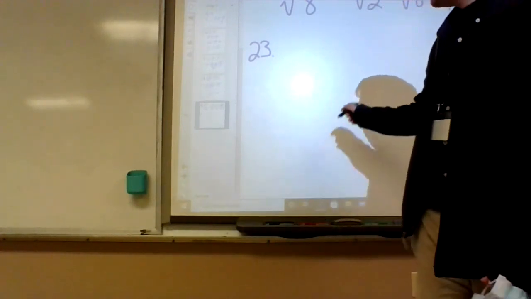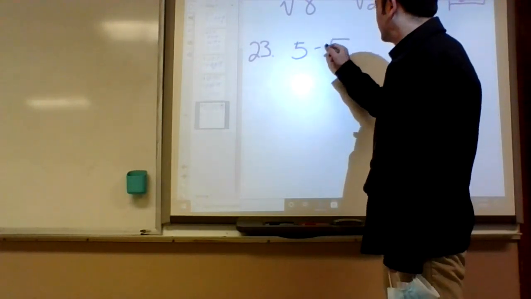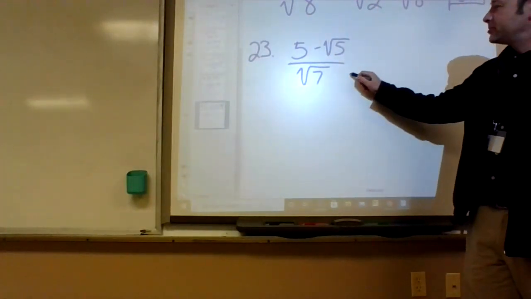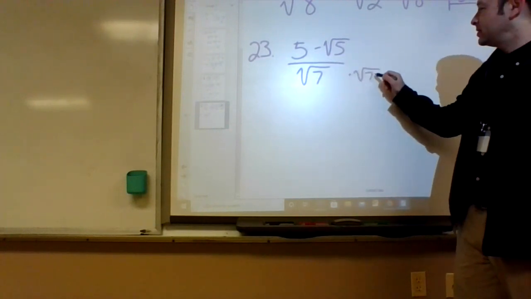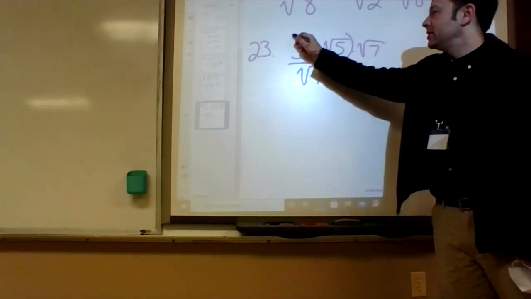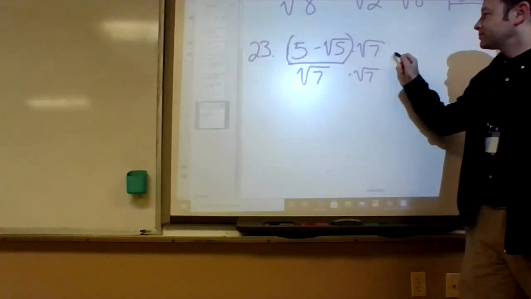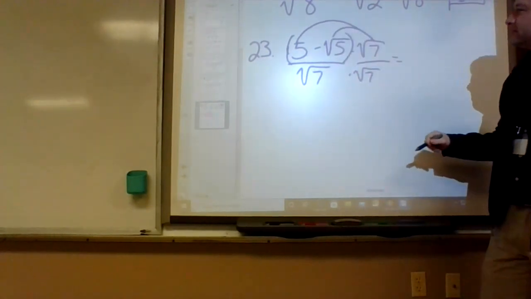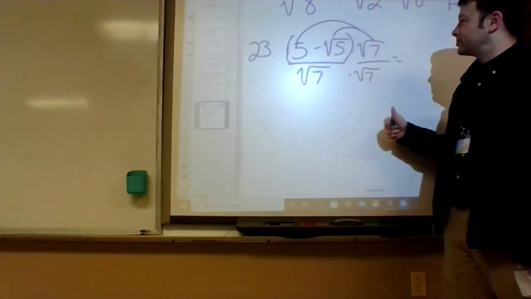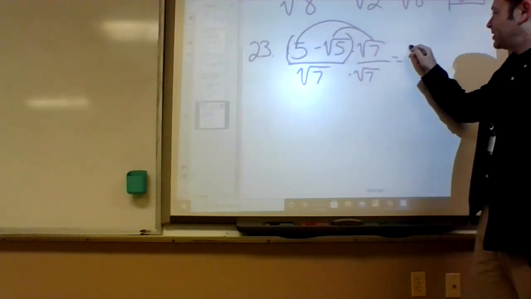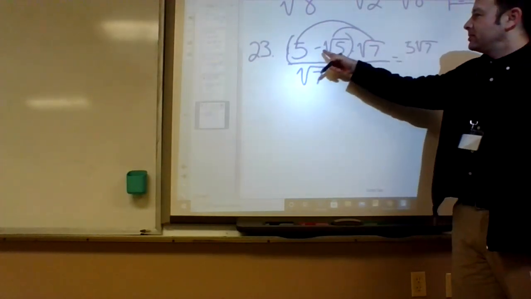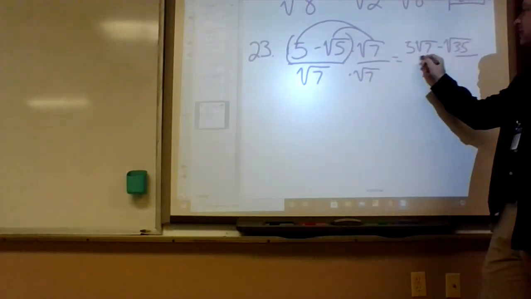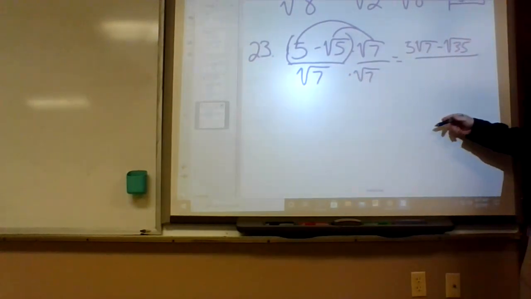Remember when that happened? 5 minus square root of 5 over square root of 7. Okay, what do I do? Times square root of 7. So the top would be a distributive problem. You have to multiply all of the top, not just part of it, by square root of 7. So square root of 7 times 5 is 5 square root of 7, minus square root of 5 times square root of 7, over square root of 7 times square root of 7.